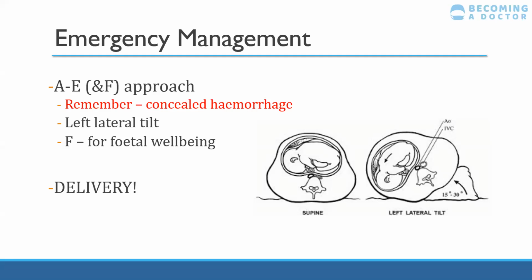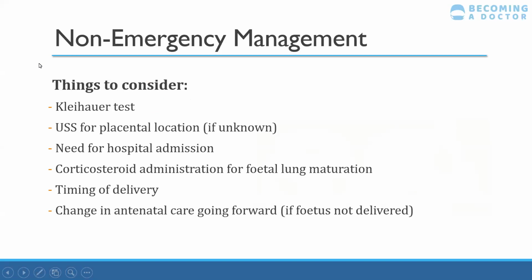Any form of massive hemorrhage can obviously be life-threatening for both the mum and the baby. If you deliver the baby, you're also delivering the placenta, which is usually the cause of bleeding in these situations, and therefore you're removing the cause, and hopefully that will help with your resuscitation. So this normally needs to be done via an emergency C-section. So that's the emergency management of APH.